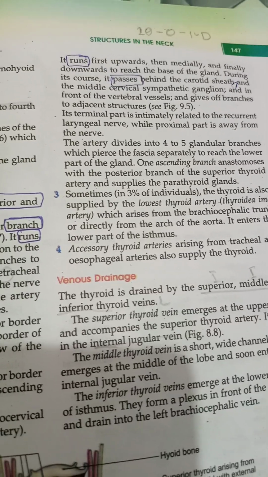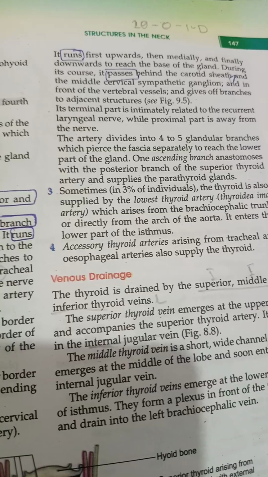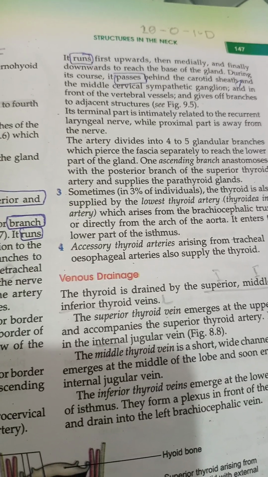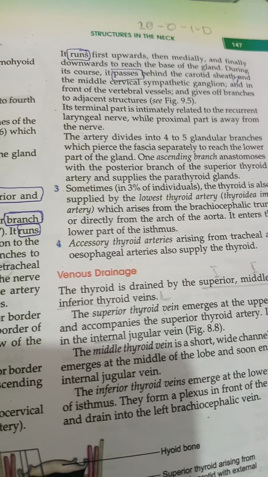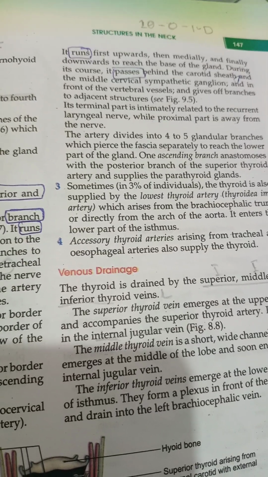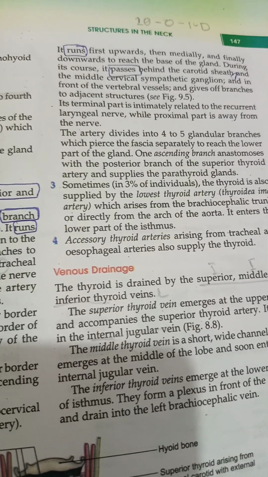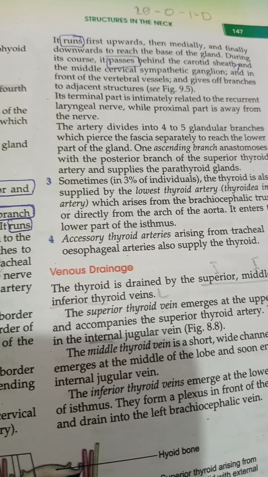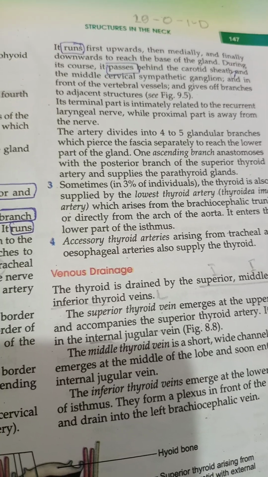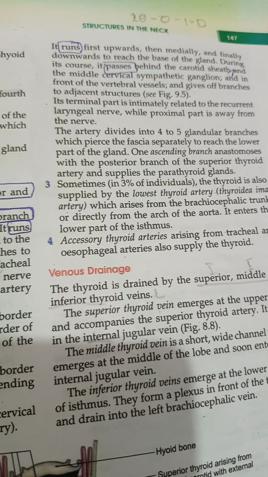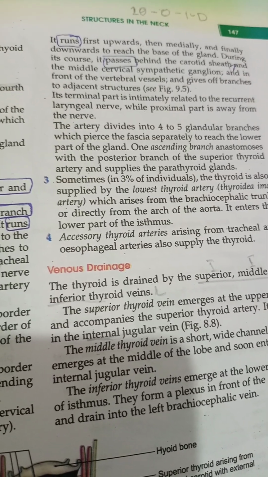It passes behind the carotid sheath and the middle cervical sympathetic ganglion, and in front of the vertebral vessels, and gives off branches to the adjacent structures.